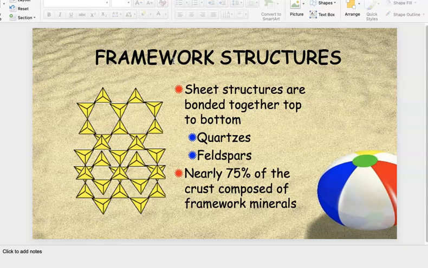It's also no coincidence that 75% of the crust is composed of framework silicates. So go back, and we told you that 25% of the crust, compositionally speaking, is silicon and oxygen, and that makes the silicate group. And the silicate group is the most commonly occurring group in the crust. Now we're saying that in that most commonly occurring group, 3/4 of the stuff you're going to see are these guys.